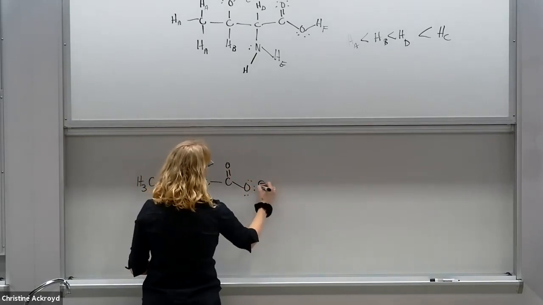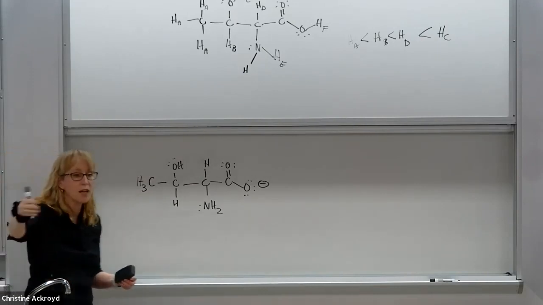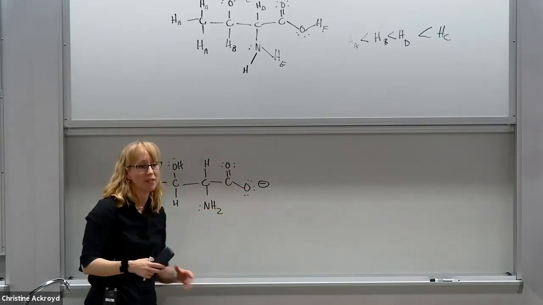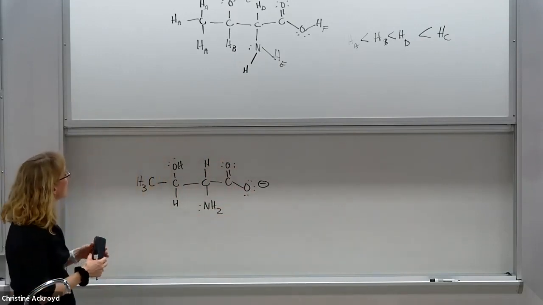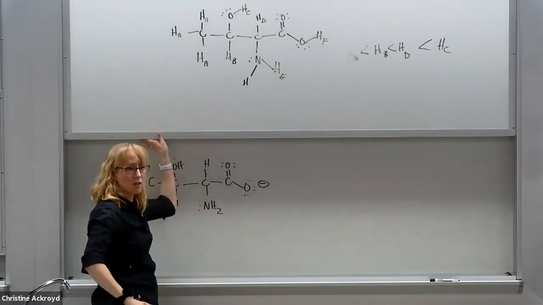If we pull that proton off, we take the electrons that were forming the bond to the hydrogen and we leave those electrons behind on the oxygen. So now we have a negative charge on oxygen. Okay, but we also had a negative charge on oxygen when we pulled this proton off. So how do we decide?